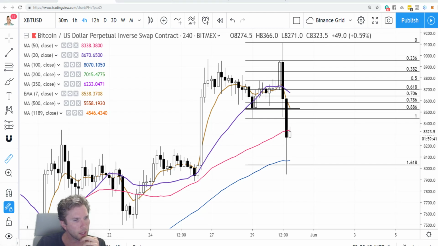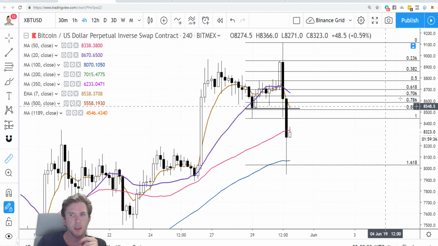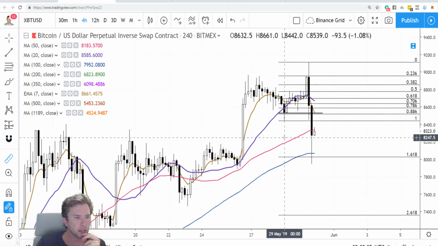Do you think Bitcoin has a 100K, 200K peak potential for this next bull run? Yeah, I could see that.